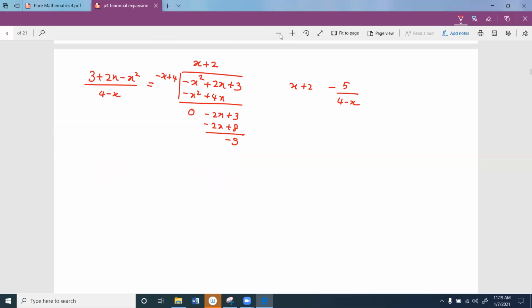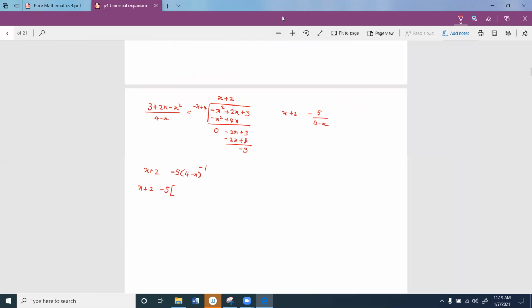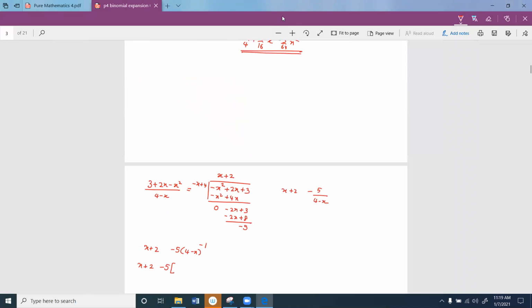Then we can write this as x plus 2 minus 5 times (4 minus x) to the power minus 1. Right. Then you can write this as x plus 2 minus 5 times (4 minus x) to the power minus 1, whose expansion we already learned. So just make it a little bit smaller, then you can see both answers at once.